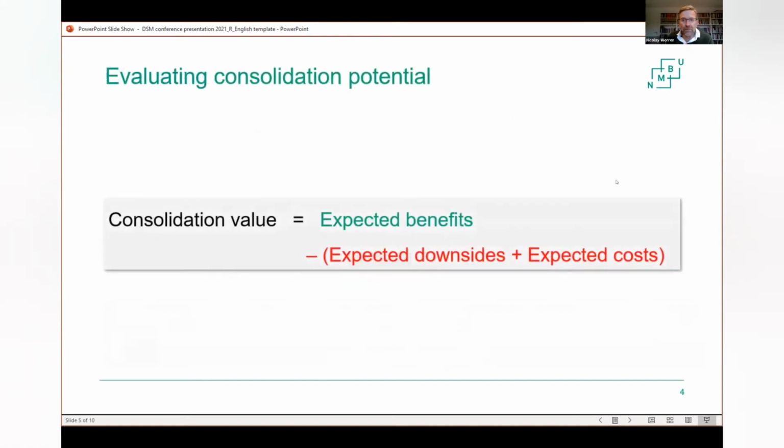So one important part here is how one can identify a potential for consolidation. If you look at it from the perspective of main principles, obviously it has to do with the expected benefits. So what can you gain from removing resources from individual units and placing them in a common unit that serves the other units? But you also have to take into consideration, obviously, the downsides.